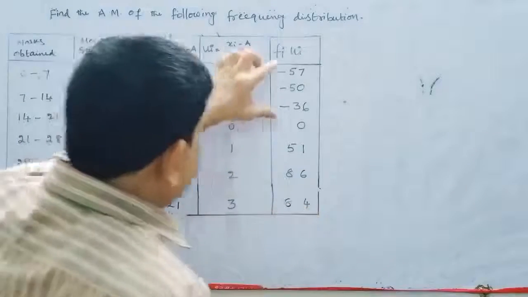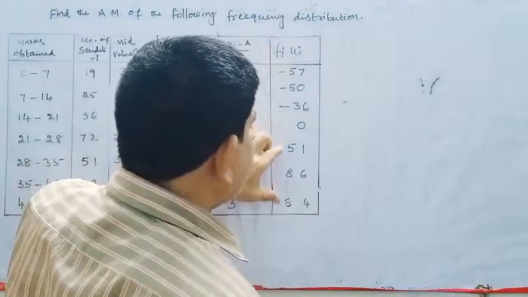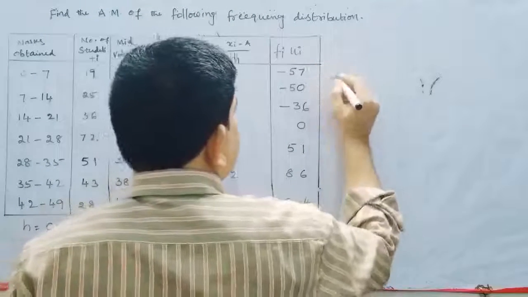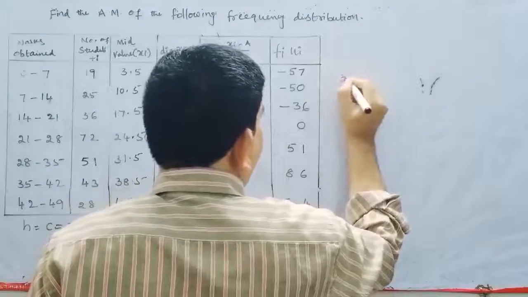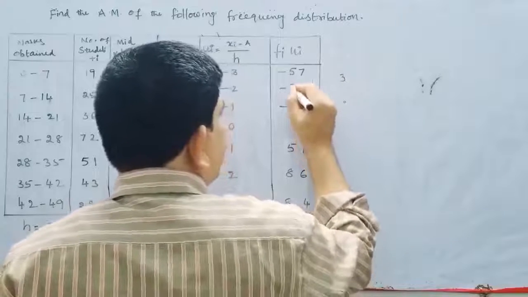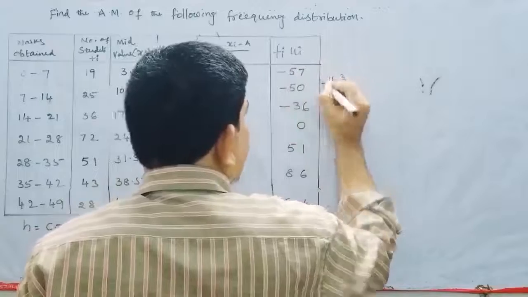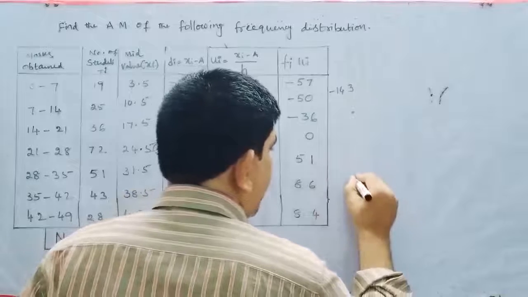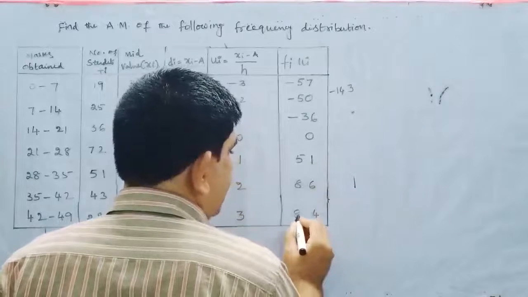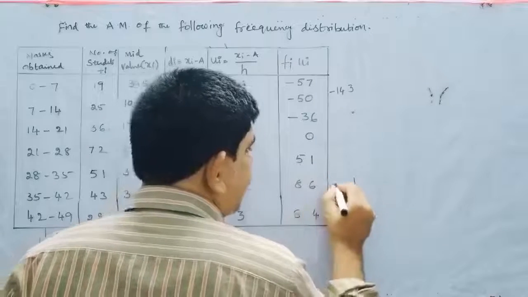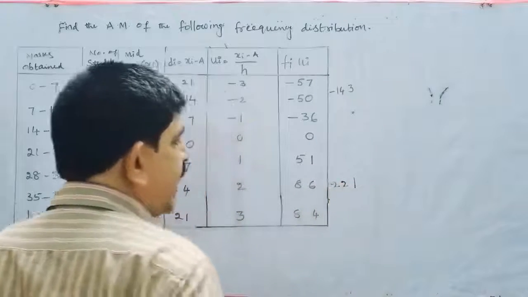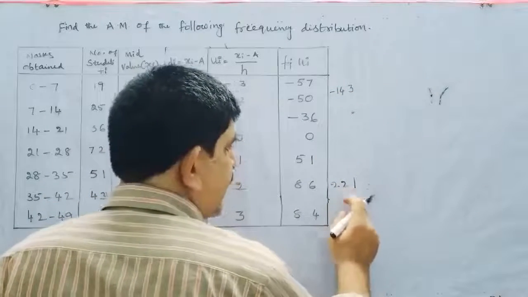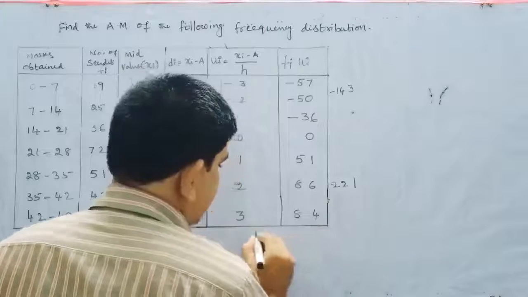These are the negative values and these are the positive values. You find the sum of negatives and positives. The sum of the negatives is minus 143 and the sum of the positives is 221. So the difference of minus 143 and 221 is 78.